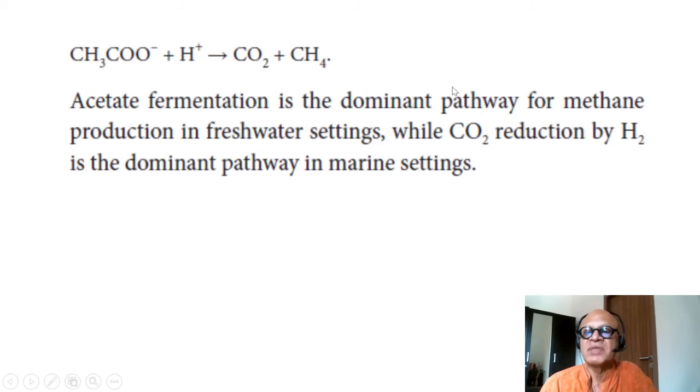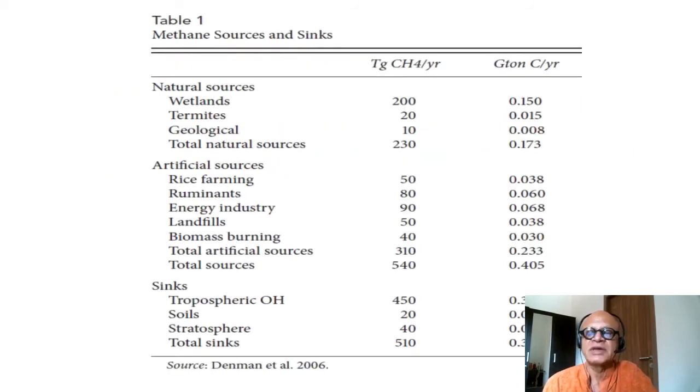There are also acetate fermentation reactions. That's a dominant pathway for methane production in freshwater settings. So here, CO2 reduction by H2 is the dominant pathway in marine settings, as we said. And in freshwater systems you have acetate, which is getting fermented. So basically fermentation is a process where some species have evolved to use the chemical energy in the bonds to get their energy, and they end up producing, obviously as a byproduct, carbon dioxide and methane. Okay, so fermentation is obviously used for many reactions by human beings.